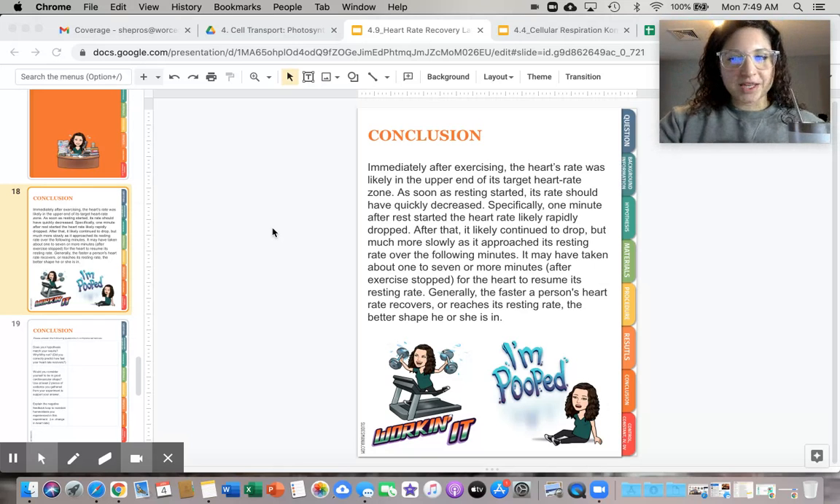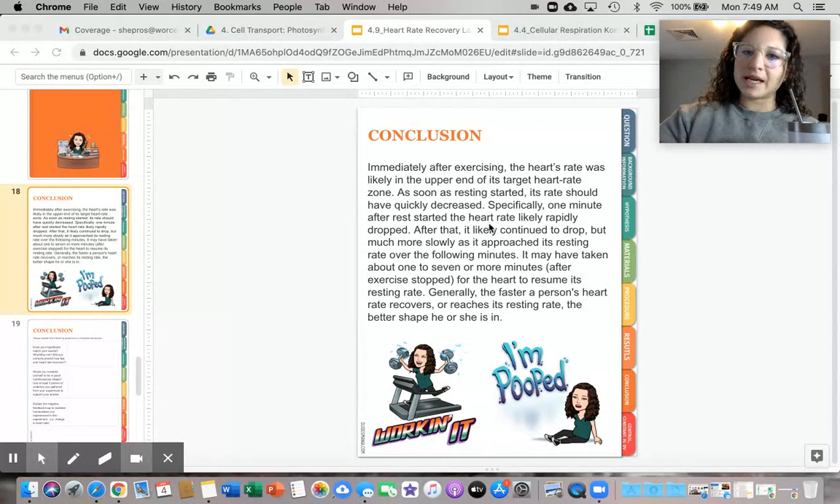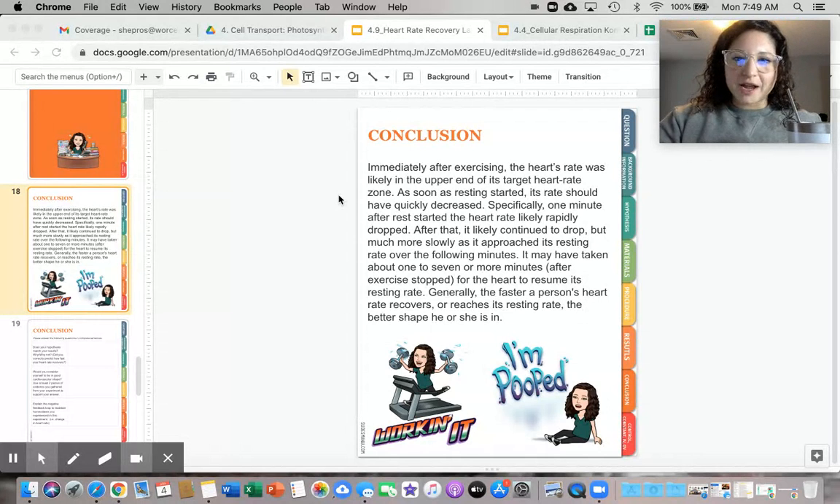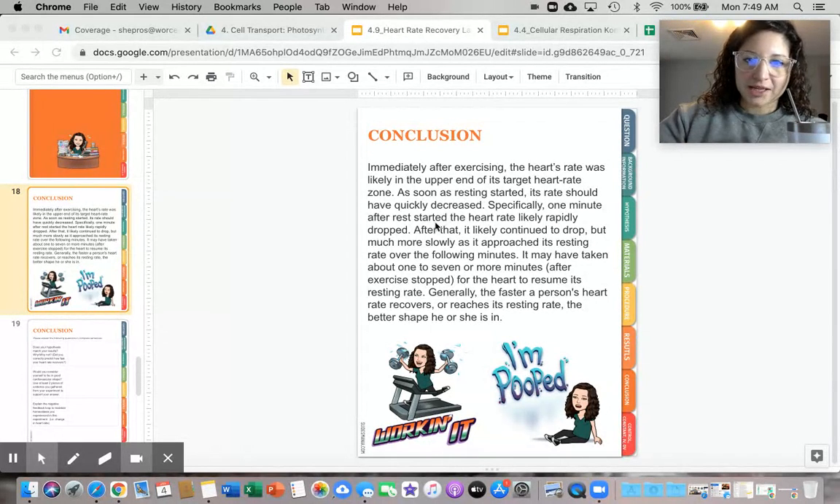After going through this experiment, we should see that your heart rate either recovered the 25 to 30 beats in 1 minute or it didn't. And we're gonna be analyzing what that actually means. So this says right here, immediately after exercising, the heart's rate was likely in the upper end of its target heart rate zone. So that's in that like 150, 170 beat per minute range for myself. Specifically, 1 minute after rest started, the heart rate likely rapidly dropped.